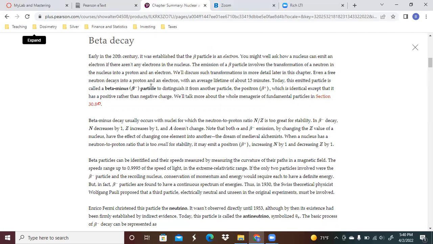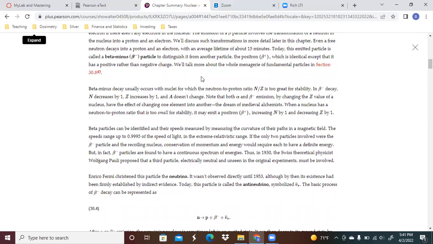So even a free neutron decays into a proton and electron with an average lifetime of about 15 minutes. Today, this emitted particle is called a beta minus particle to distinguish it from another particle, the positron, which is basically an electron, but with a positive charge, as if you needed more to worry about.